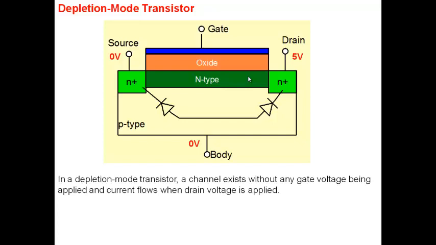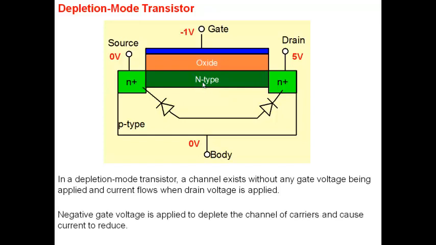Now, so what happens is, if I apply 0 volts to the gate, we have a channel here. We call this layer under the oxide a channel. So we have a channel here, channel which is full of electrons, and current can easily flow between source and drain. Okay. Now you apply -1, negative voltage.